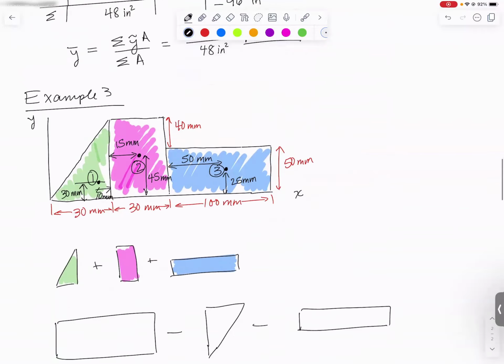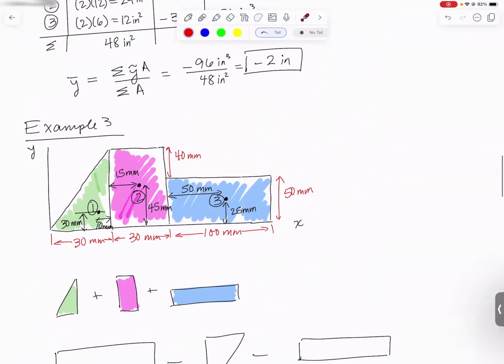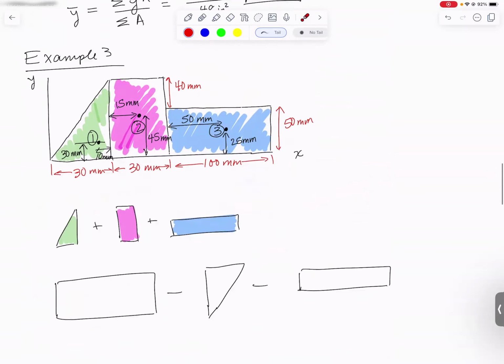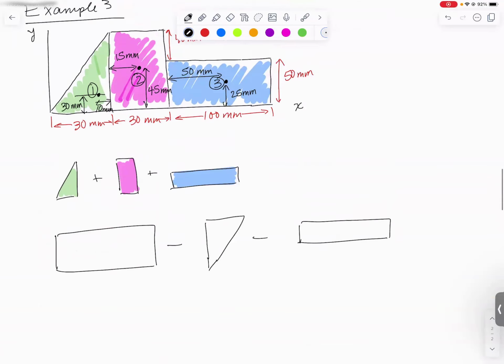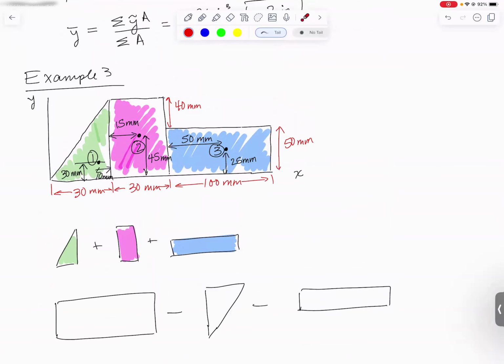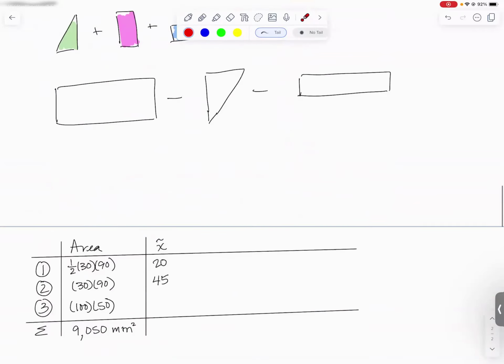For the next one, that's this rectangle. The width is 30, so the centroid is 15 millimeters over, and then I need to add to it this other 30 millimeter gap. So 30 plus 15, this one comes out to be 45 millimeters from the edge. And finally, the big blue rectangle, its centroid is 50 millimeters from its left edge, and then I need to add to it 30 and another 30. So 50 plus 60 is 110.